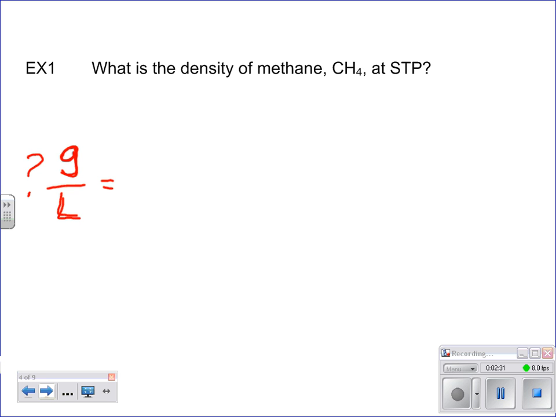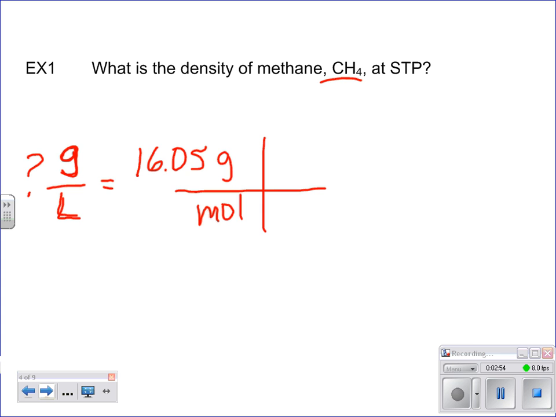Okay, I heard two things. I heard molar mass and I heard STP. Both of those are beautiful. So I look at that. It tells me what the gas is. So if it's methane, I know the molar mass. I add it all up, and I get 16.05. What units should I write down? Grams per mole. Okay, I'm halfway there. I'm pretty pleased about this.